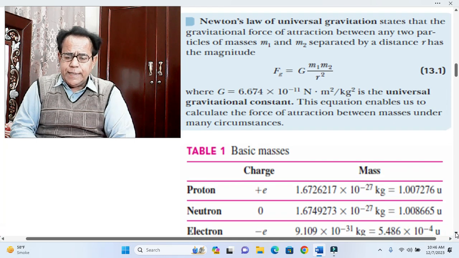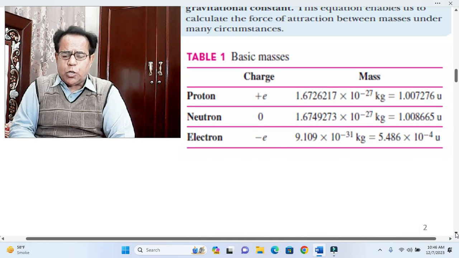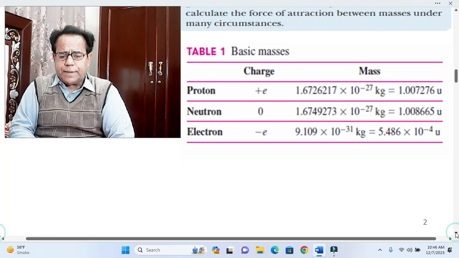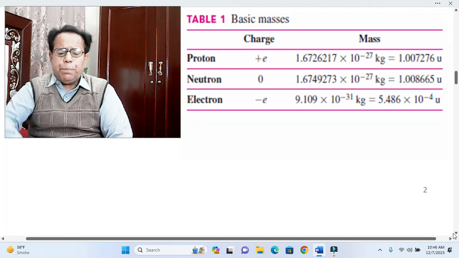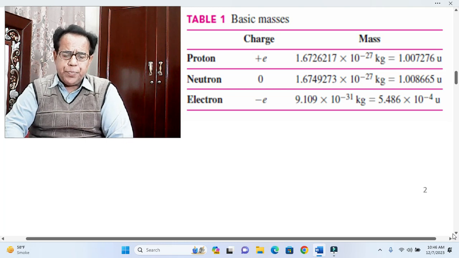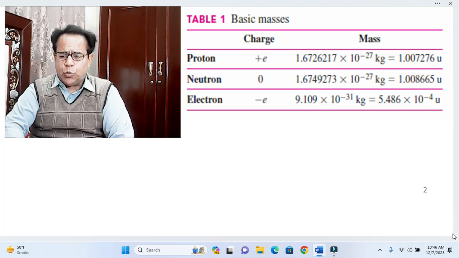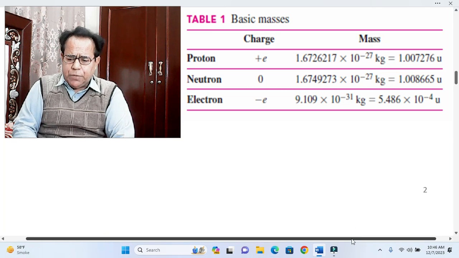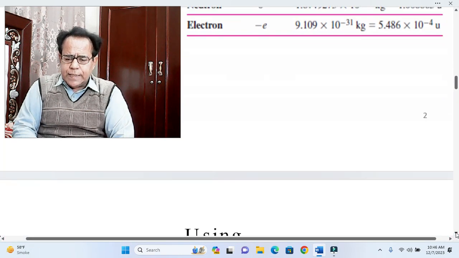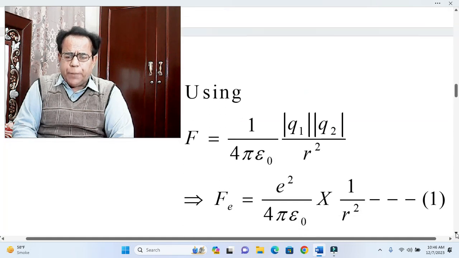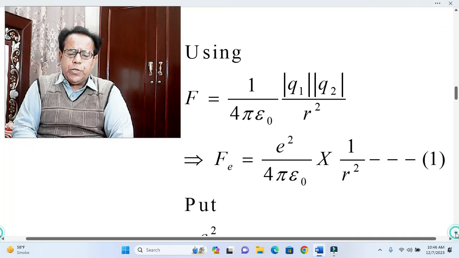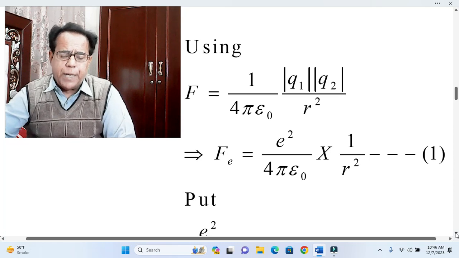Dear students, the next snapshot is about basic masses: proton, neutron, electron, with charges plus e, zero, minus e, and then mass, first in terms of kilogram and then in terms of atomic mass unit. This table will also be used in the solution of this problem. Now we are going to start our solution in a formal manner.